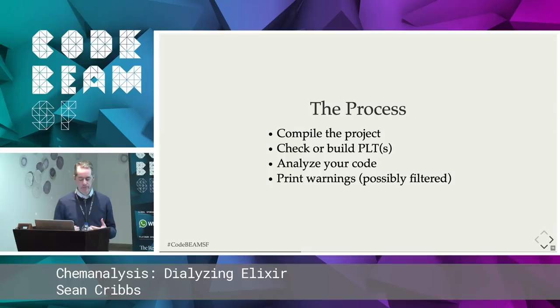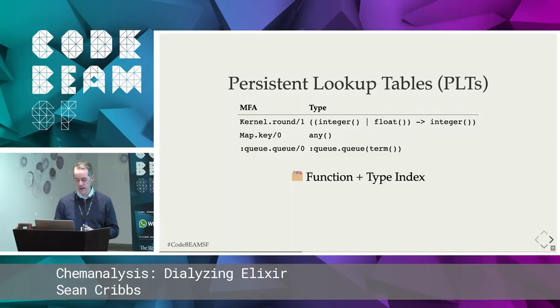So what is this PLT thing? This PLT thing is very core to what Dialyzer does. PLT stands for persistent lookup tables. They're basically the result of doing a success typing analysis by Dialyzer. And then it takes that result and organizes it into an index of basically functions and types to what type they point to. You can imagine it looking a bit like this table up here.